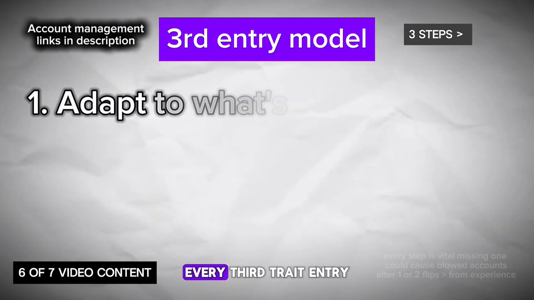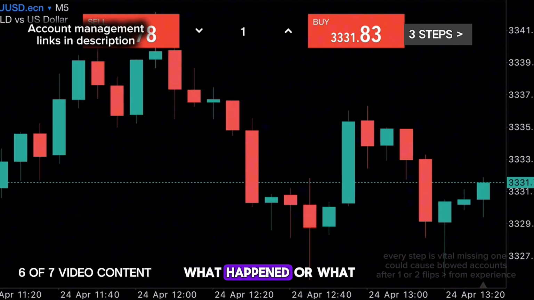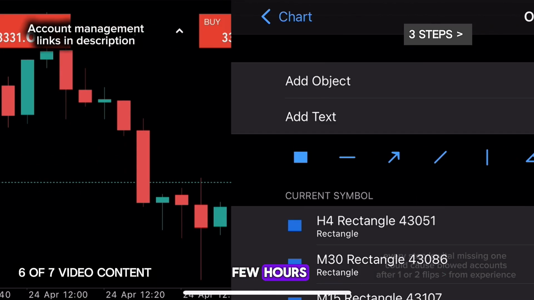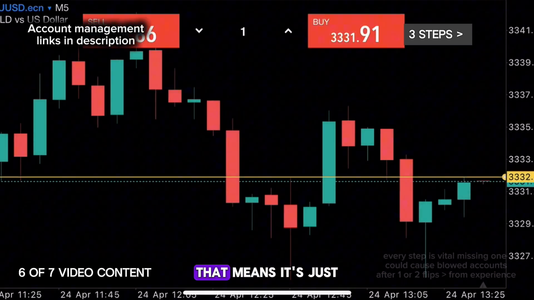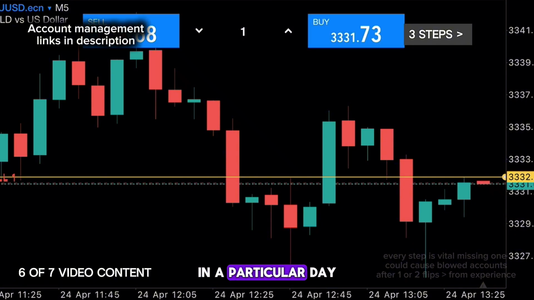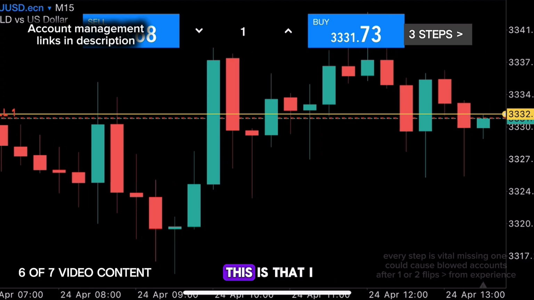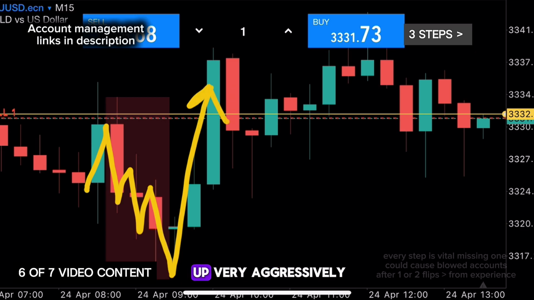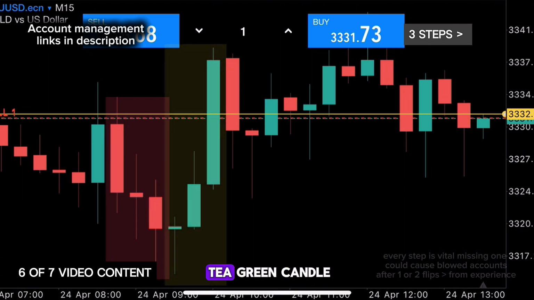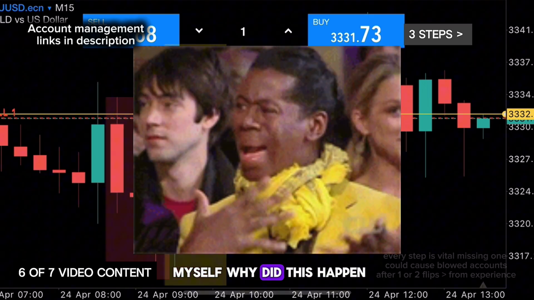And for this third trade, every trade entry model is slightly different. For this third entry model, you want to copy what worked in the past few hours and recreate it, because one pattern works twice every day. That means what worked before on a particular day is going to follow a similar pattern that same day. So you want to exploit this, and how I exploit this is that I saw 3 bearish candles and saw price spike up very aggressively, and then saw another 3 green candles and saw that price did not spike up aggressively, and then I asked myself, why did this happen?